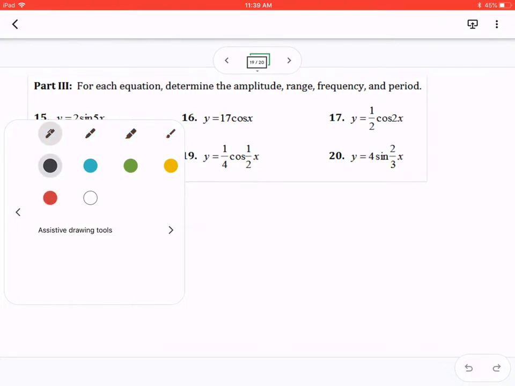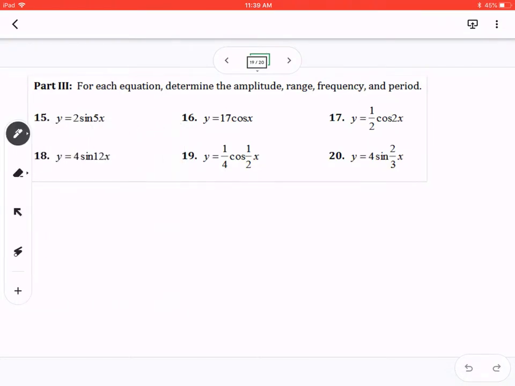Another thing that we have to review is, from an equation, how do you find the amplitude, the range, the frequency, and the period? So I'm going to choose question 15 to work on here. First of all, the amplitude is the a value, so the amplitude is 2. That's always in front of the sine or the cosine function.